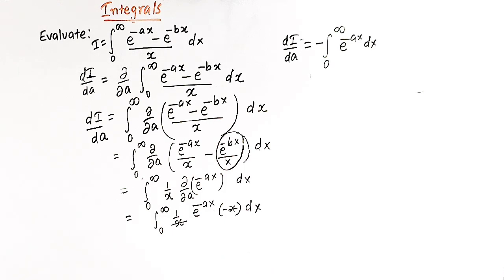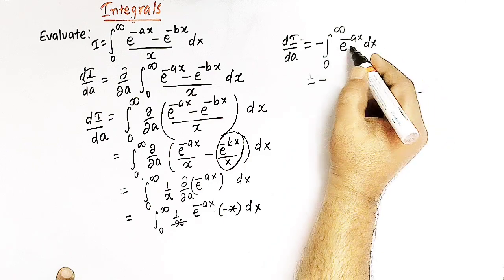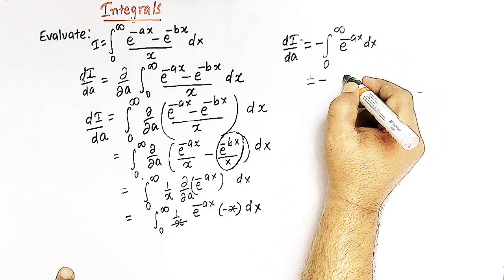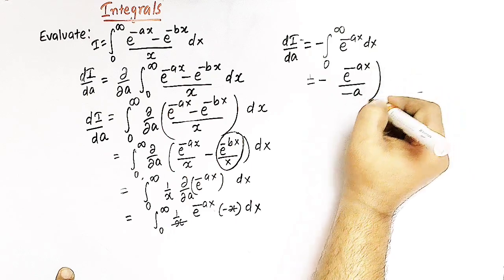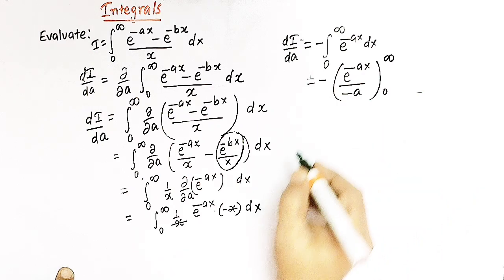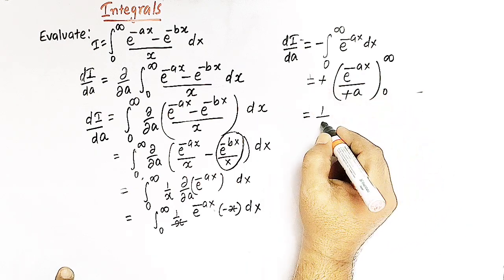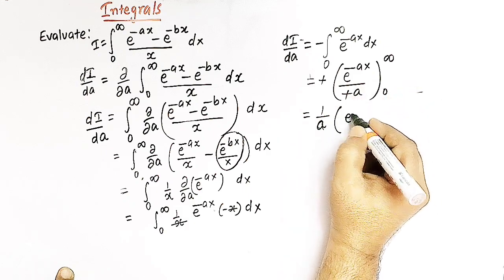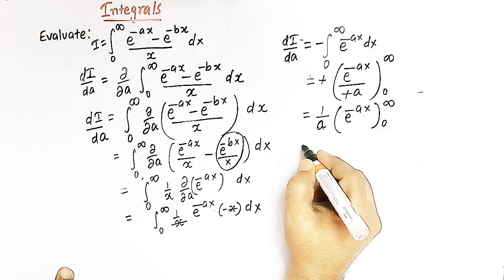So now here we have the negative sign, and the integral of e raised to minus ax is e raised to minus ax over minus a, and here the limits of integration are from 0 to infinity. So now this negative and this negative get cancelled, we can take 1 over a, and here we have e raised to minus ax from 0 to infinity.